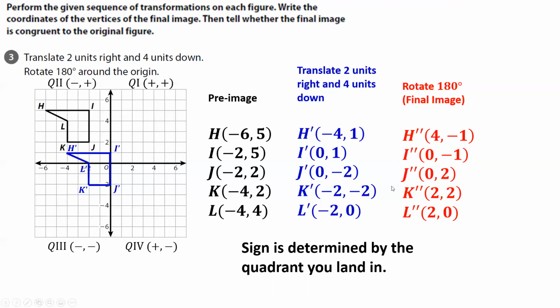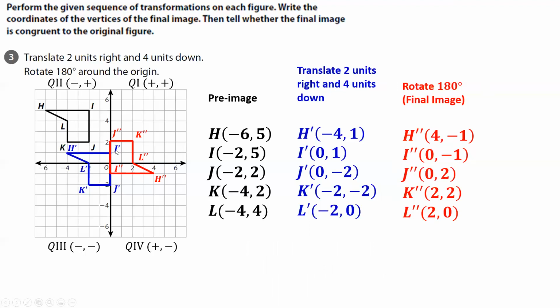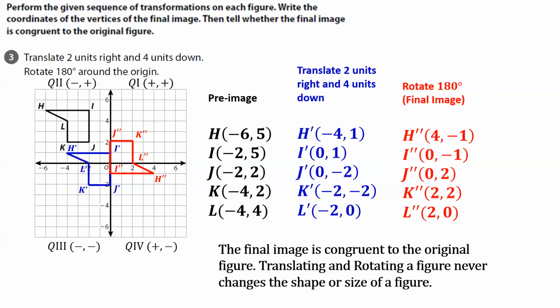So these points in red is my final image. This is part of our answer. Now we just have to answer the final question. Is the image congruent to the original figure? Well, yes, the black and the red image are exactly the same shape and size for the same reasoning as before. If you translate or rotate a figure, it never changes the shape or size of a figure. So it's going to always be congruent.